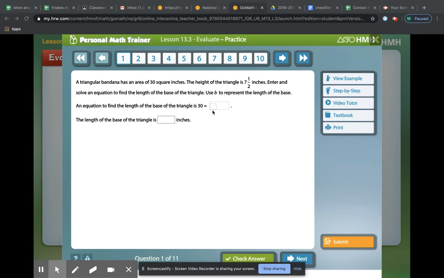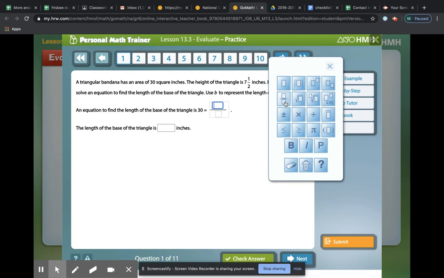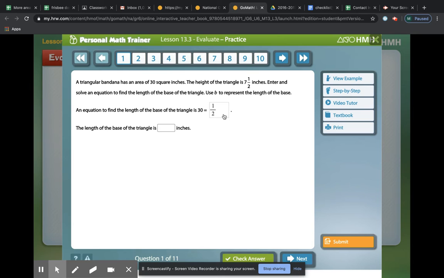Okay, so we need to write the equation just like in the video, all right? So we're gonna fill in the information that we know and substitute into the equation. We know the equation for the area of a triangle is 1/2 base times height. So we know the area is 30. So the first part is gonna be the 1/2, okay? So we have to use the fraction tool, 1/2, okay? You can X out if you want to make sure it worked.